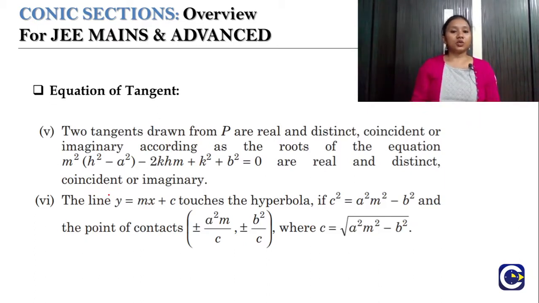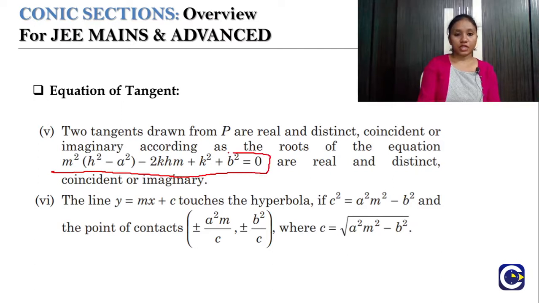The next one: two tangents drawn from P are real and distinct, coincident or imaginary according to the roots of the equation. If there is a point P, from which two tangents are drawn, and we have to identify whether those two tangents are real and distinct, coincident or imaginary, that will be determined according to the roots of the equation which is given. So this is the equation. You can remember it.